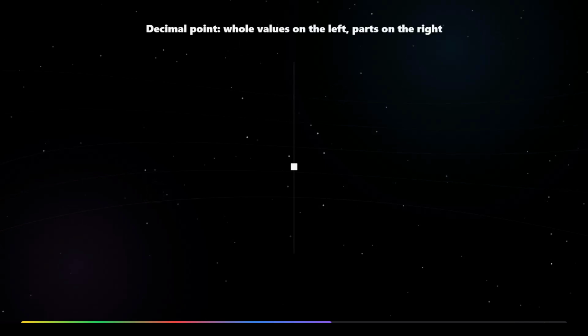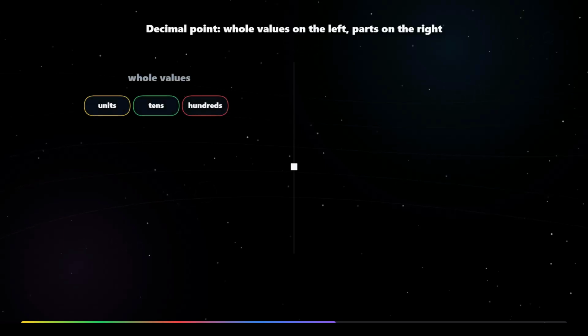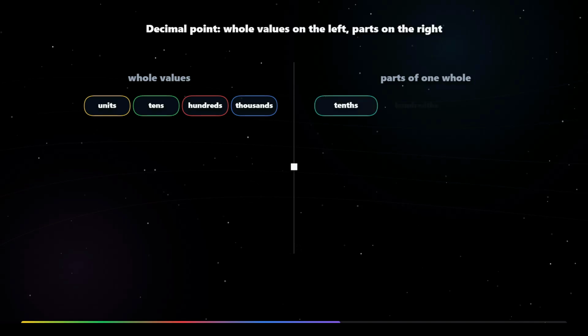Now we cross the decimal point. The decimal point separates whole values from parts of one whole. To the left of the decimal point we have whole places, units, tens, hundreds, thousands, and beyond. To the right of the decimal point we have parts of one whole. Tenths, hundredths, thousandths. We are only going as far as thousandths.